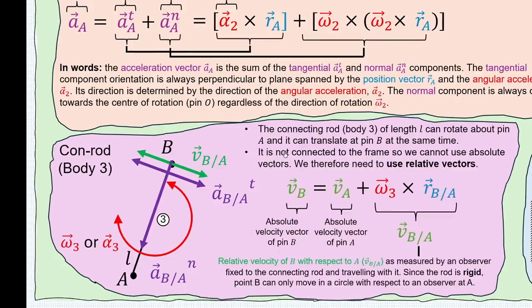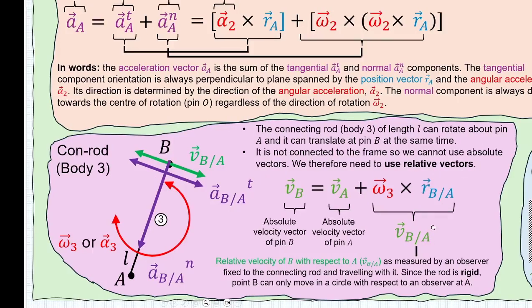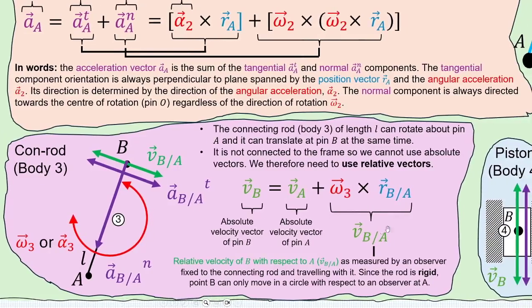What we notice about the connecting rod, which is different from the crank, is that it is not connected to any kind of frame, and so we therefore cannot use absolute vectors. In this case, we need to describe the relative velocity vectors. The relative velocity vector is written in the same way as we wrote the relative position vector, in this case v, b/a, and is read as the relative velocity of b with respect to a.